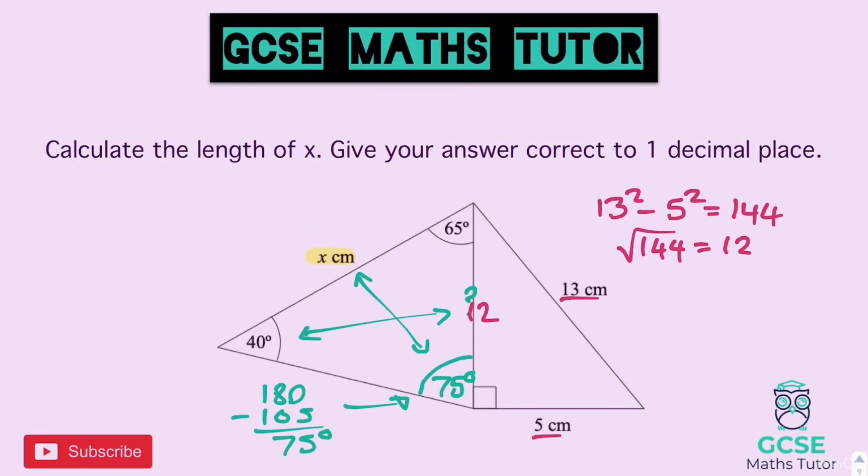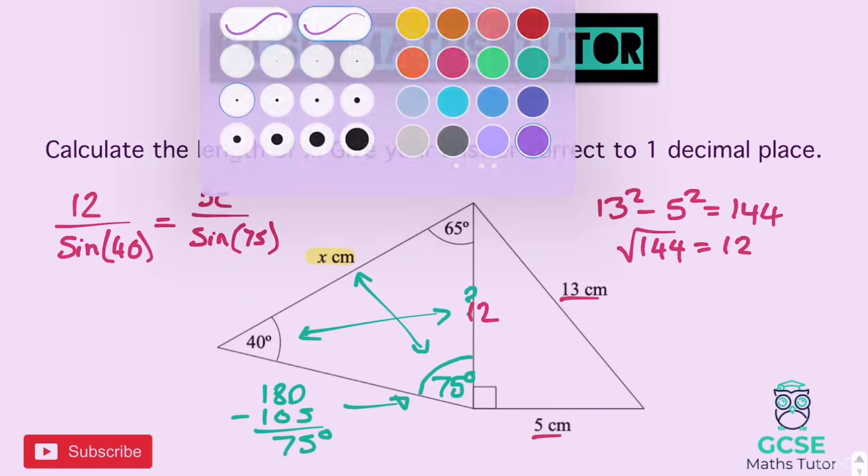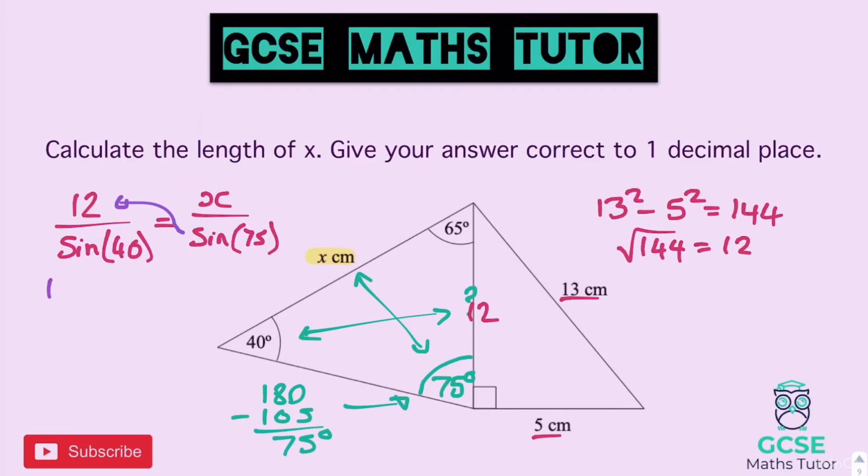So if we type this all again back into the sine rule, let's have a look. We've got 12 over sine 40, and that's equal to x that we're looking for over sine 75, the angle there that we found that's opposite. And again, if we rearrange that, so times that sine 75 up to the top here, we get 12 sine 75 divided by sine 40. And I can type that all straight into the calculator, so 12 sine 75 divided by sine 40.